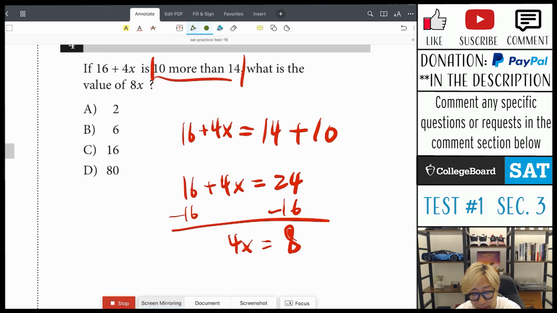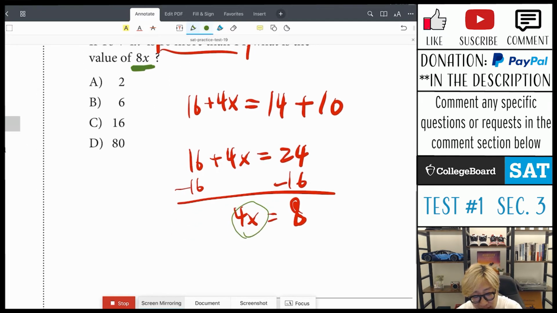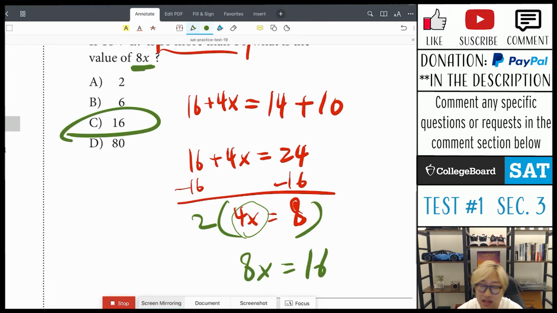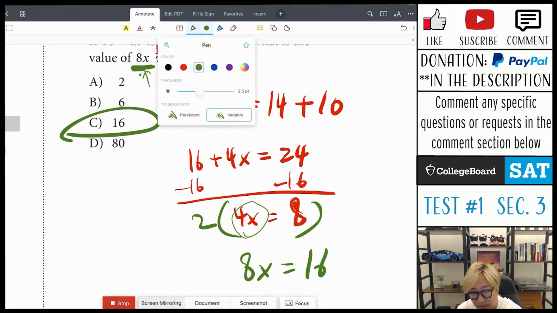Why would you not do that? Because what is the question asking? What is the value of 8x? So you want to make this 8x? Just multiply by 2 on both sides. So 8x is equal to 16. Done. I mean, yeah, you can divide by 4, so x is equal to 2, and then you just plug it in, so 8 times 2 is 16. You could do that, but, I mean, you got 4x is 8. Why wouldn't you just double it?